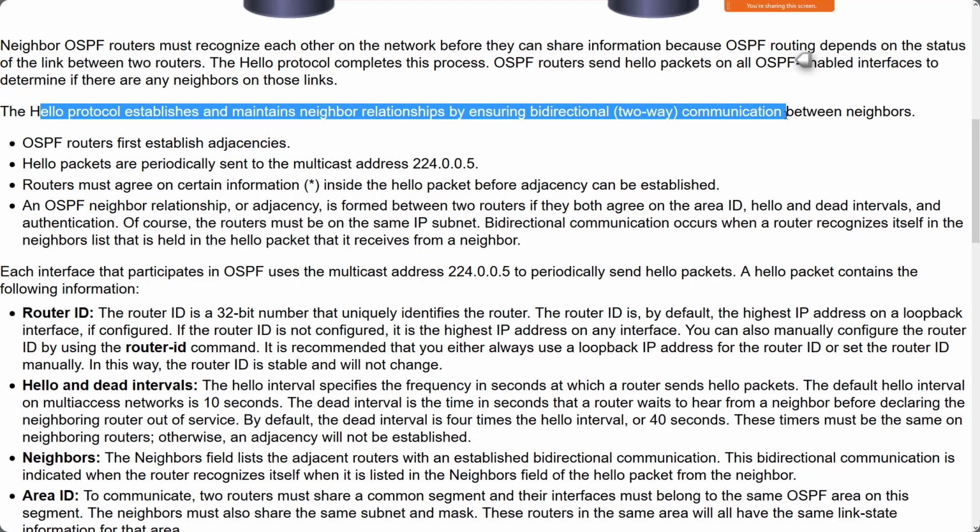If I'm configured as a stub router in an area and you're not configured as a stub router and you're in the same area, we will not form an adjacency. There's no exception to that rule. We both have to be stubs in order to form an adjacency. All right.